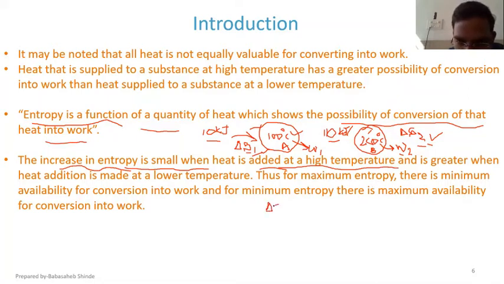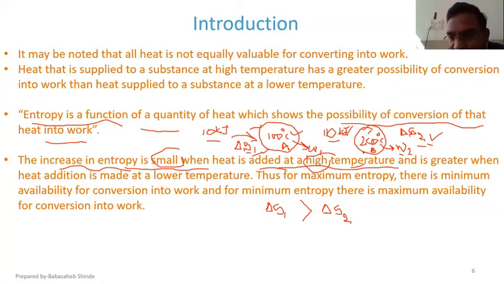The 200 degree. Delta S1, delta S2. Entropy increase is small when heat is added at higher temperature. So this is going to be like this one. Delta S1 will be more compared to delta S2. Why? Because the increase in entropy is small when heat is added at high temperature. So this is higher, so delta S2 will be smaller than delta S1.